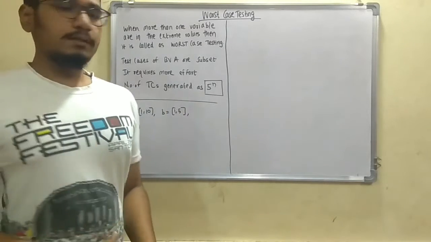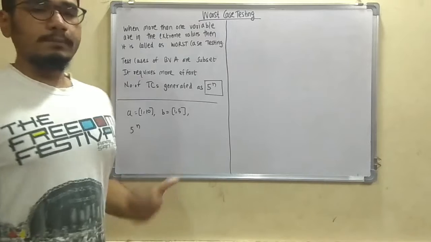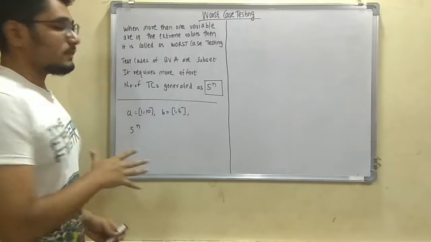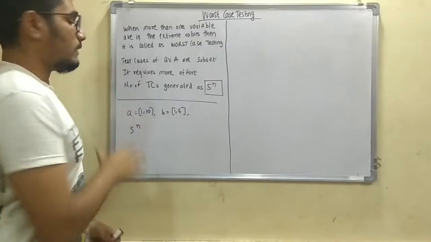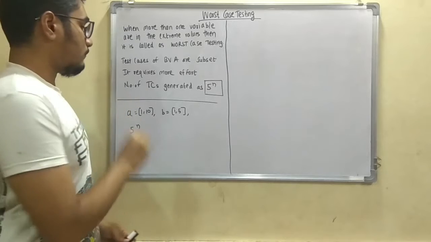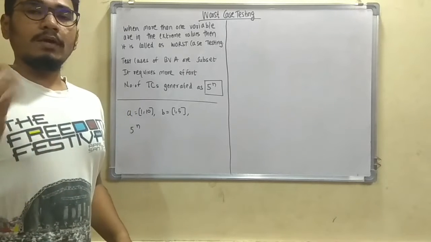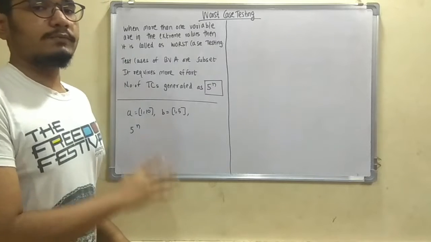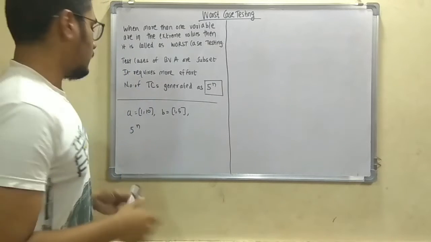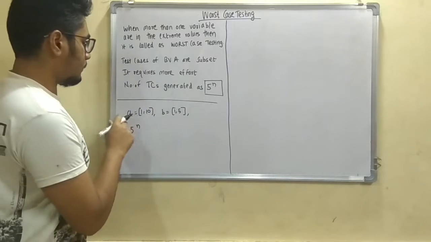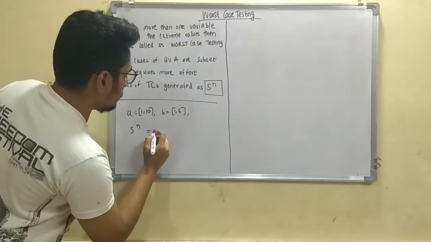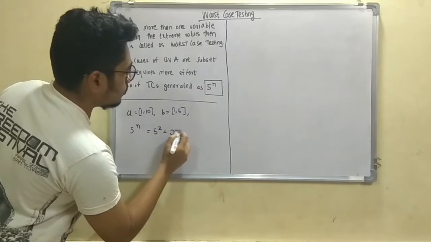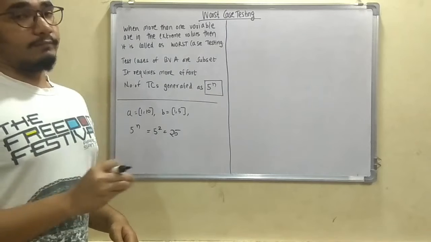So we'll start this problem. The same problem I have taken: the input range for A is 1 to 10 and for B is 1 to 5. We'll calculate the output for A raised to B. The number of test cases required for worst case analysis would be 5 raised to n. We have two inputs, A and B, so it would be 5 raised to 2, that is 25 test cases to design.